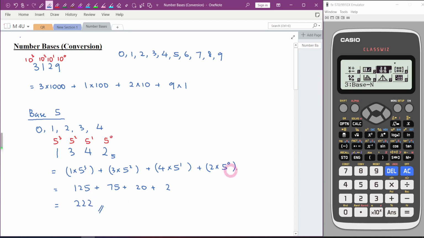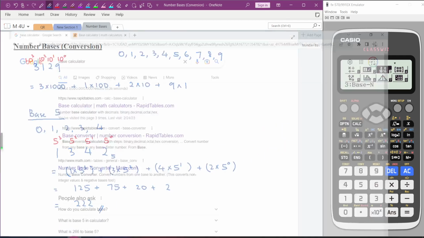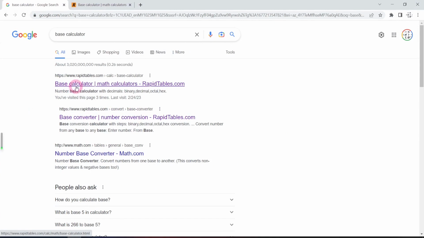Now you will notice that your calculator cannot help me do the job this time for base 5, because we only have base 10, base 16, base 2, and base 8. But when you want to practice yourself, you can try other bases, though your calculator cannot help you. You can just go to Google and type base calculator. There are actually many websites that you can use, so maybe you can just try this one. So I will show this one.